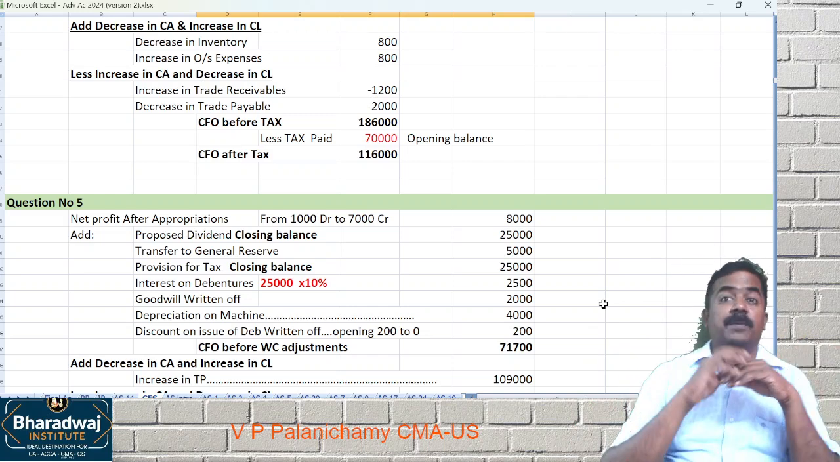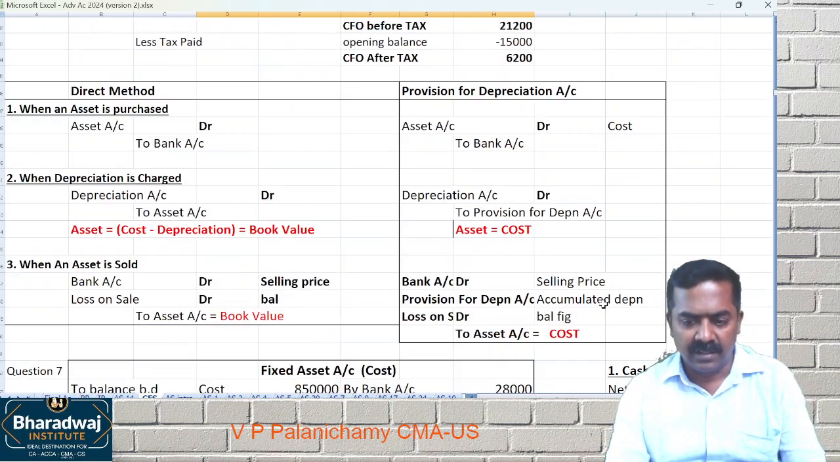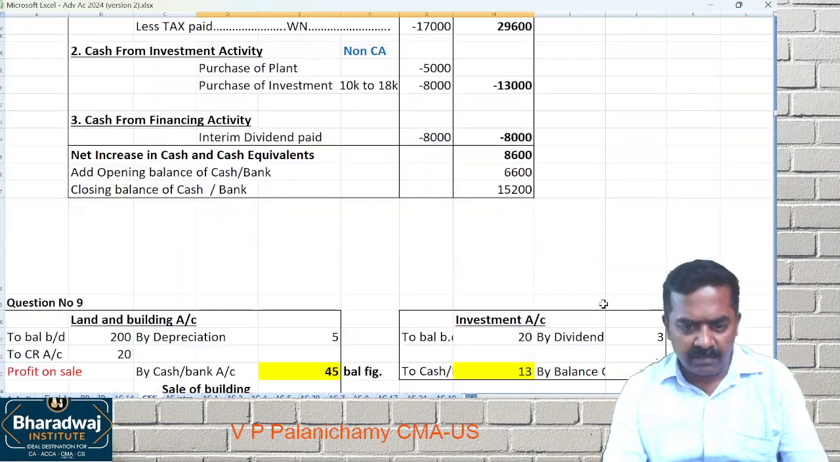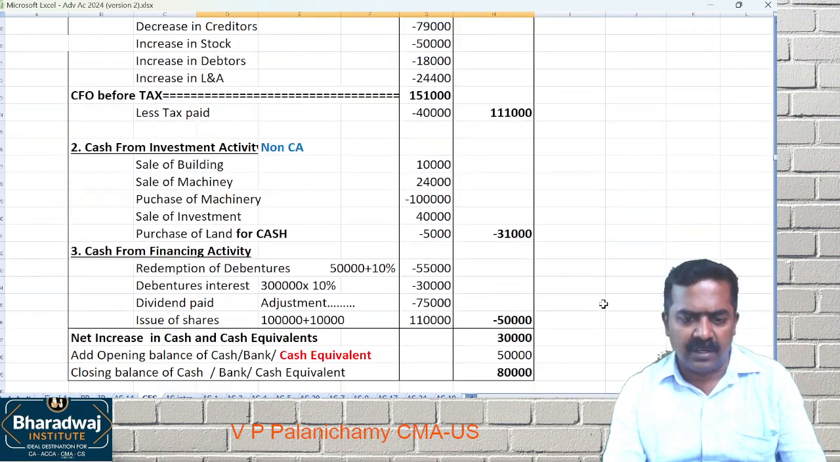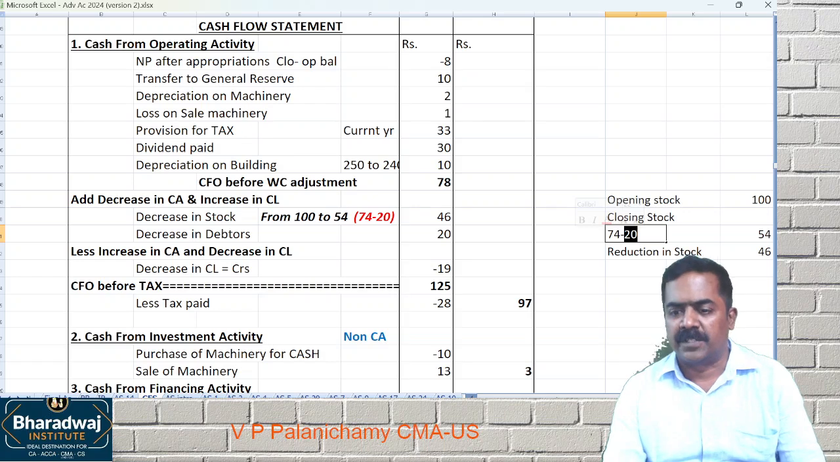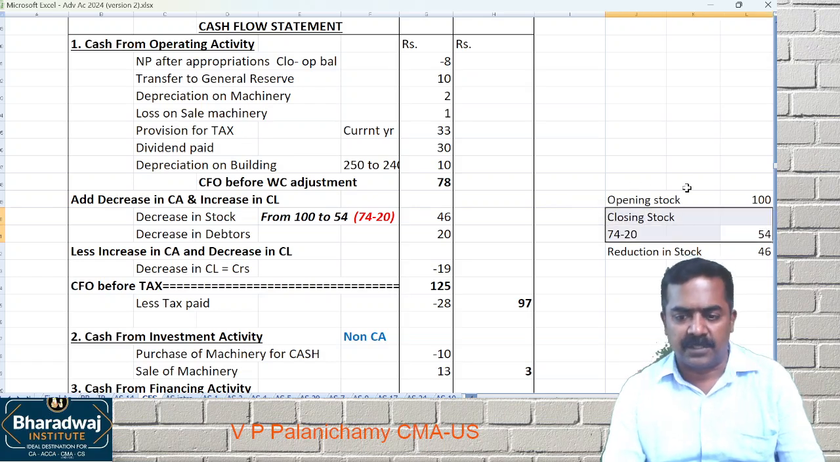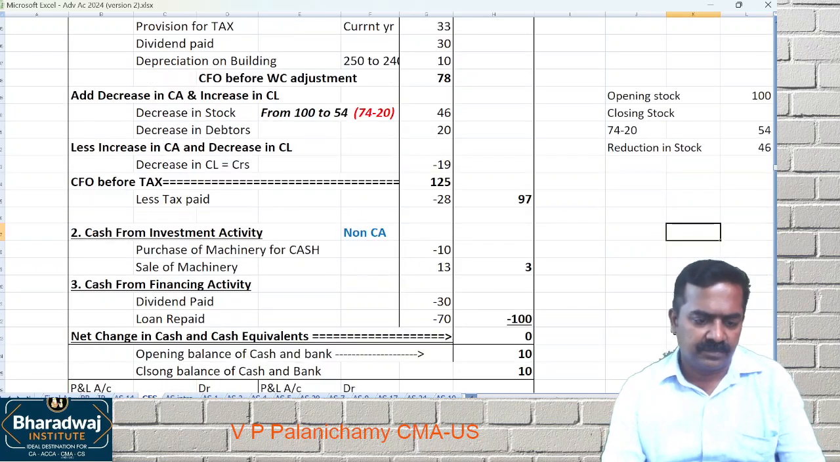If shares are issued for purchase of stock, we will adjust with stock to find out what? Cash from operating activity. We have done one question based on that. We would have issued shares for purchasing inventory. At the closing stock, we adjust and work out the working capital changes. For example, in this question, opening stock 100, closing stock 74 is given. Of that, we would have issued shares for 20,000 for purchase. Remaining 54,000 we would have purchased in cash. So for considering working capital changes, reduction in stock, we will adjust for the inventory purchased using which one? Issue of shares we would have done. Clear?